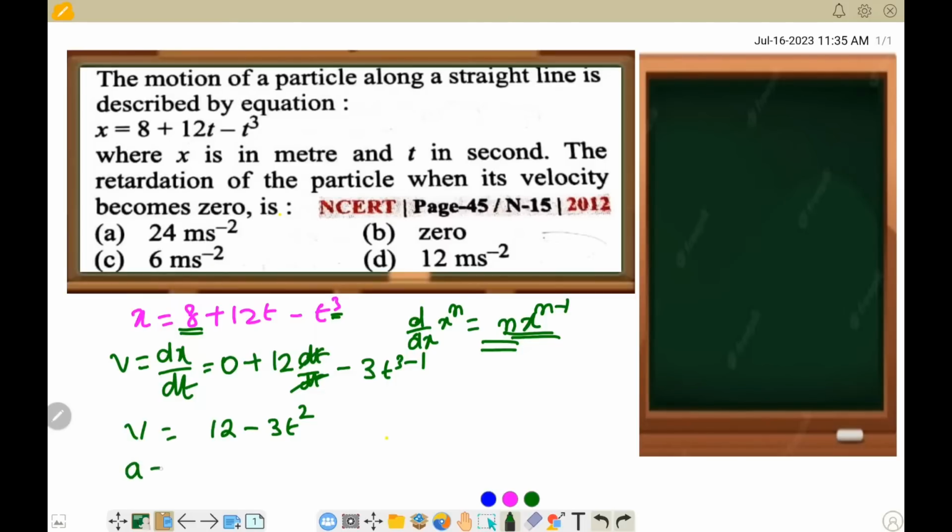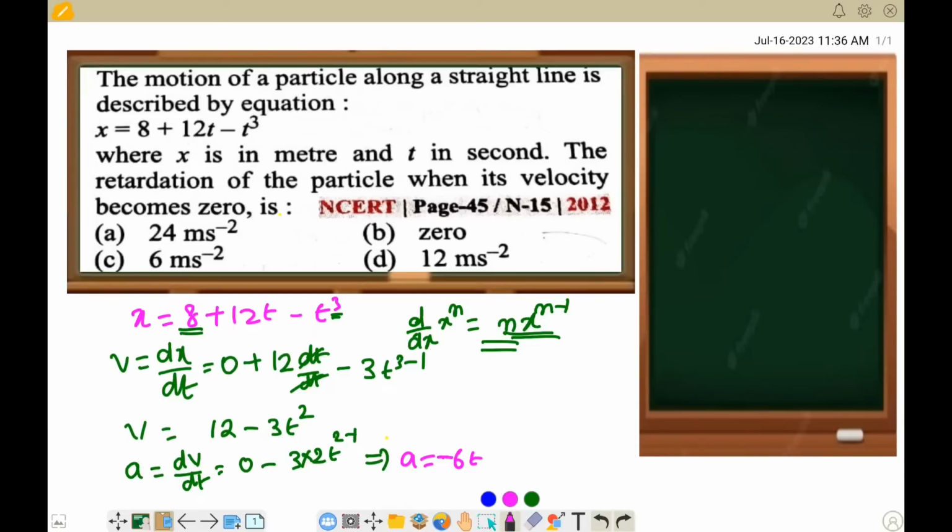You all know acceleration means again you have to differentiate velocity with respect to time. So for 12, which is a constant, the differentiation is going to be 0, minus 3t square. If you differentiate, you will get 2t power of 2 minus 1. Okay, so finally what are you going to get now? Acceleration. So you are getting acceleration a is equal to minus 6t.